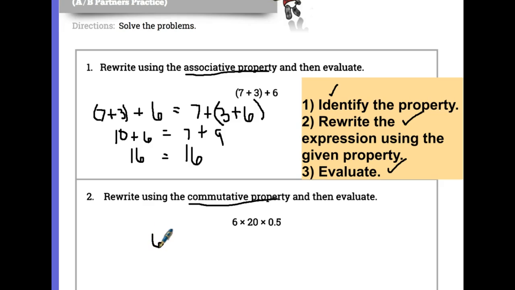Well, again, I'm going to think of the word commuter. And when I think of commuter, I know it's someone who drives to work and then at the end of the day drives back home. They change location. They don't stay in one place. Okay? So I know that my numbers are going to move around the operation sign.